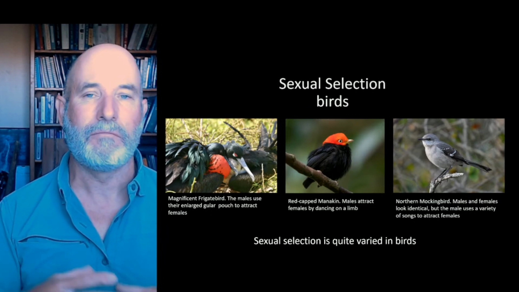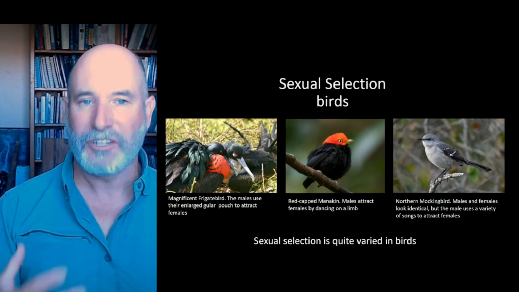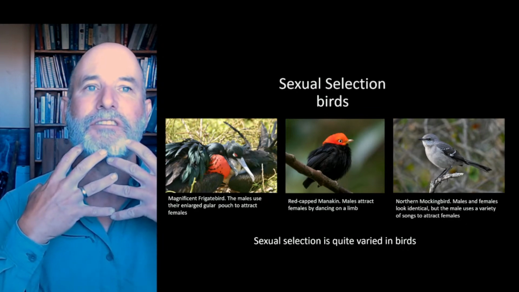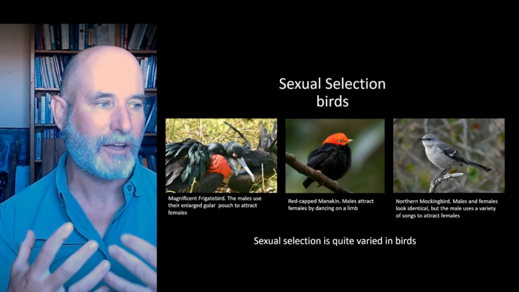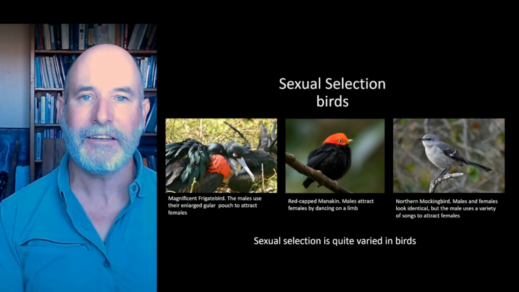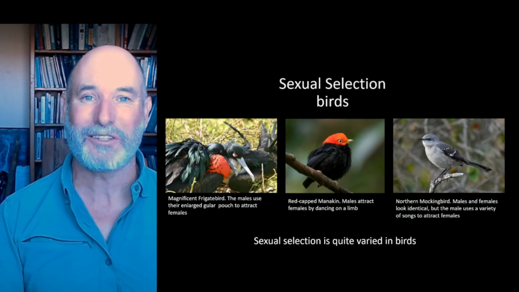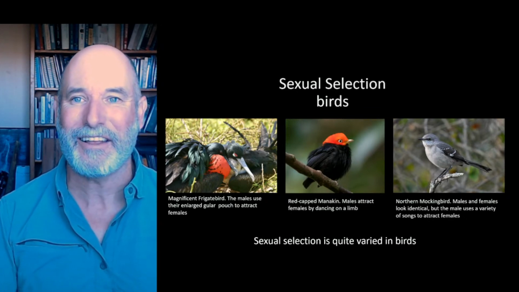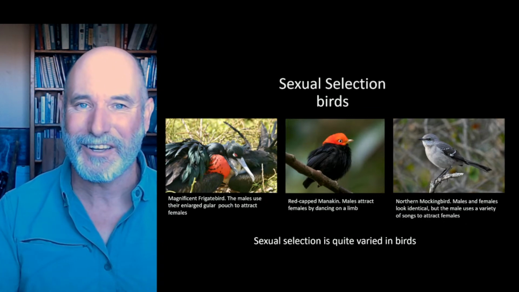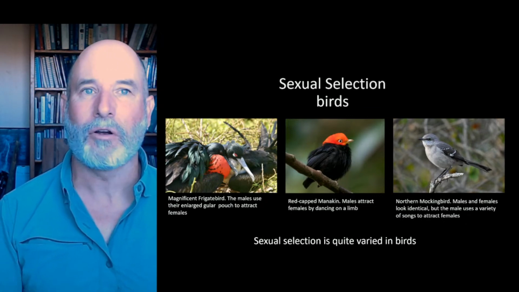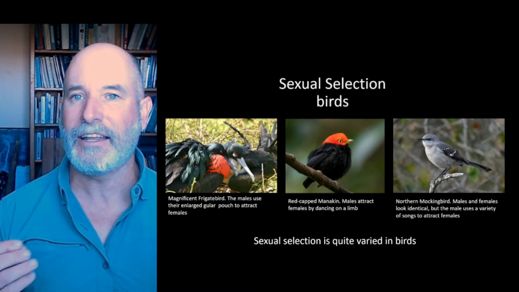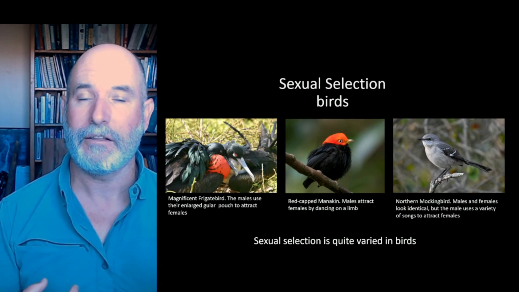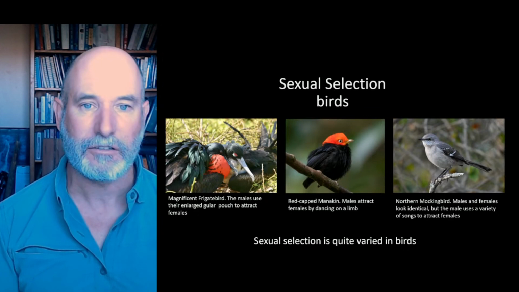We often see brightly colored males, but not just in the feathers. On the left, you can see what is called a magnificent frigate bird. You can see this enlarged gular patch, which is bright red with black flecks in it. The red-capped manakin, they dance. If you ever watch a manakin bird, just go YouTube it when you get done with this. The manakin birds are literally doing all these funky dances on the branches. And then a northern mockingbird. The males and females are practically indistinguishable from each other, but the males attract the females by their songs. Okay.